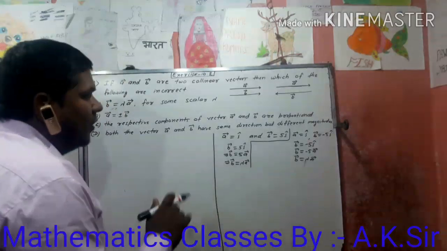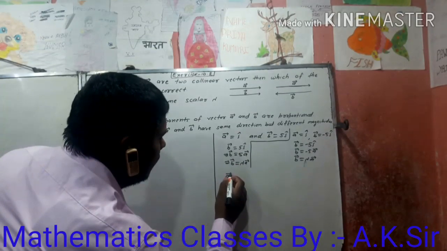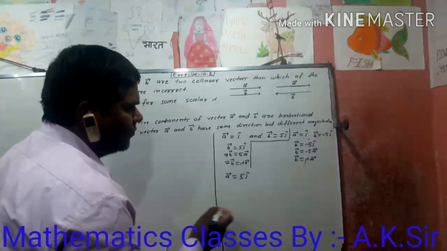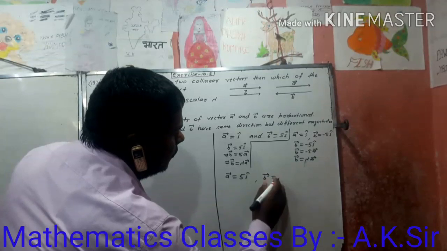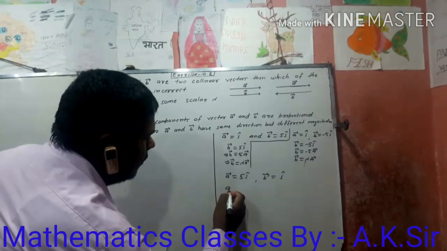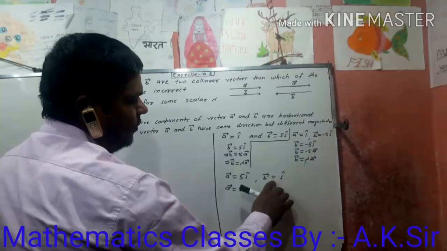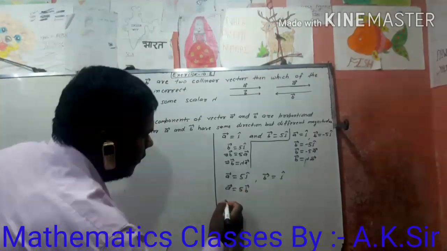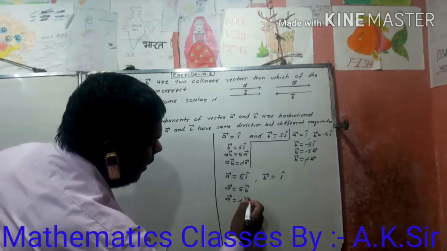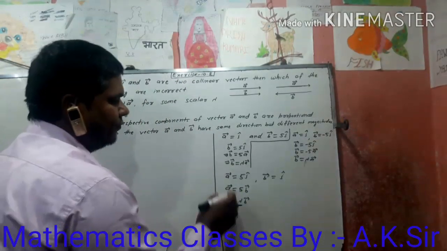We can take another example. A is equal to 5 I cap, B vector is equal to I cap. Here A vector is equal to 5 I cap, which is equal to 5 times B vector. A vector is equal to lambda B vector, where lambda is a scalar.